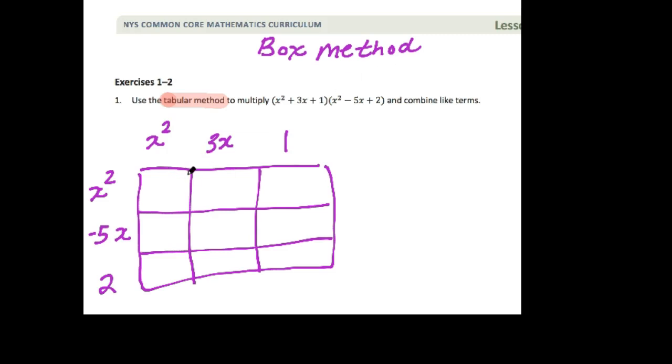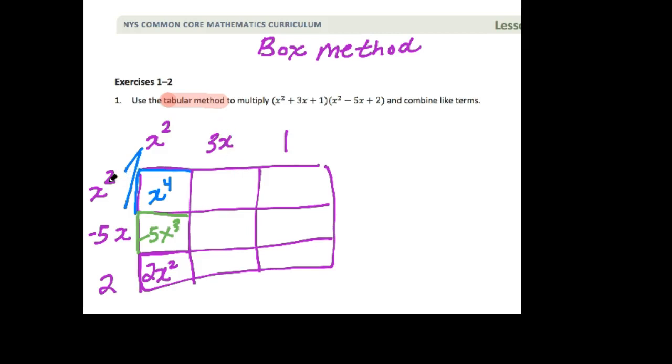For example, right here, x squared times x squared is x to the 4th. So what I'm going to do is multiply x squared by each of those terms: x squared to here, x squared to here, and x squared to here. The next one down, x squared times negative 5x is negative 5x cubed. And if I go down here, x squared times 2 is just 2x squared. And that's finished.